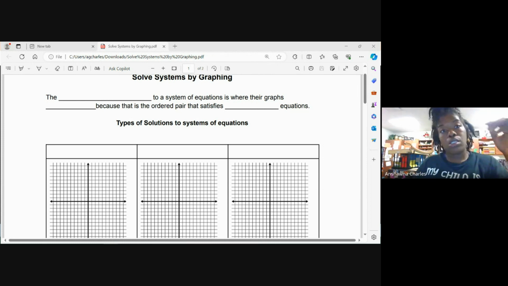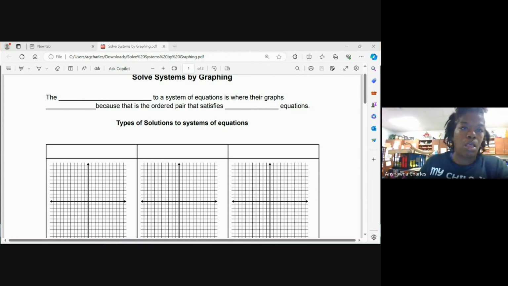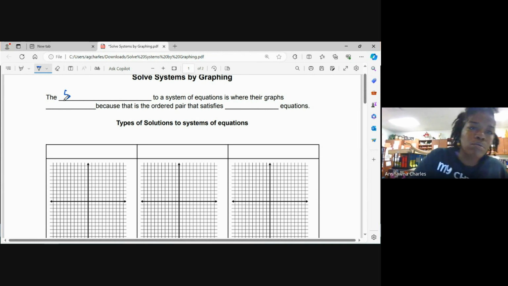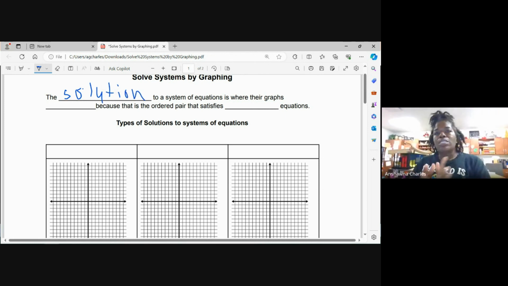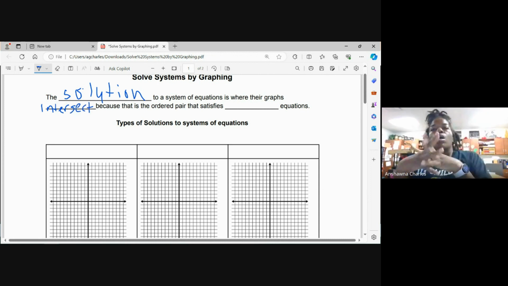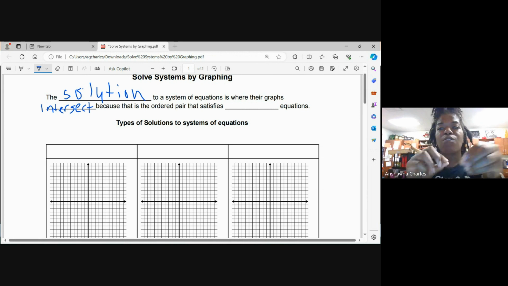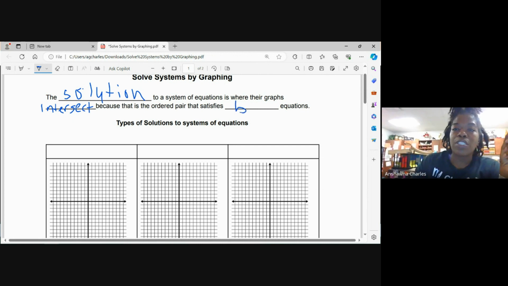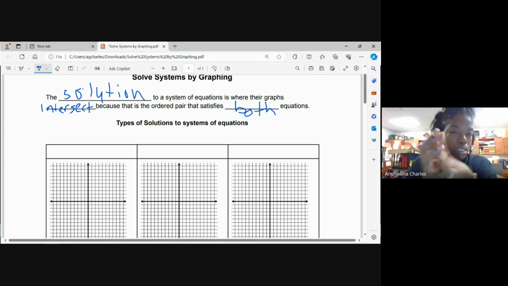The solution to a system of equations is where their graphs intersect. So where they touch, okay? Because that is the ordered pair that satisfies both equations. If it's a system, you should have at least two equations, and where they intersect is the solution.